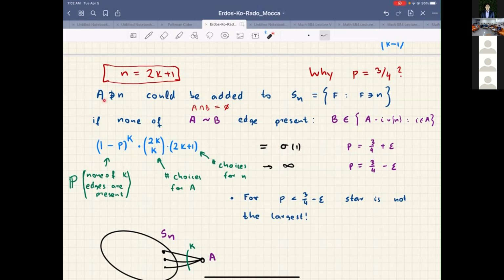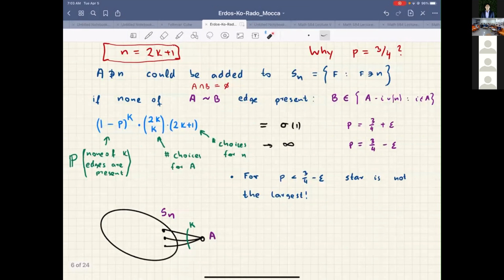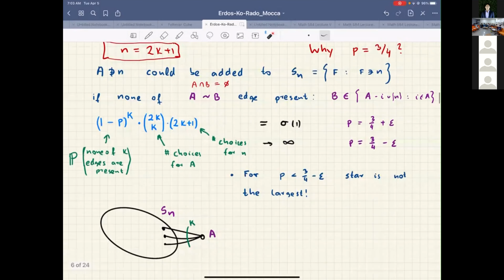So we cannot do small perturbation, but if p is under 3/4, then the expected number of these sets is going to infinity, and it's standard to prove that then with high probability, actually one can add such a set. So at least this shows that if p is less than 3/4, then the star is not the largest independent set. But it doesn't prove that if p is larger, then the star is the largest independent set. It just proves that one cannot find a larger independent set just by adding one set.